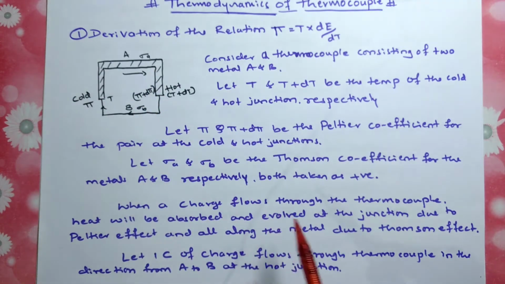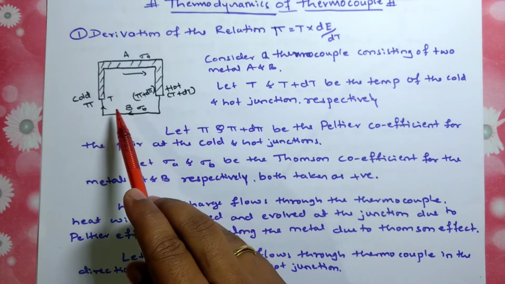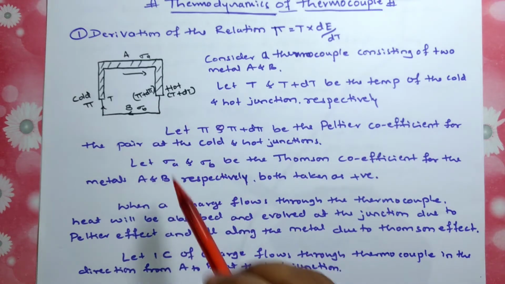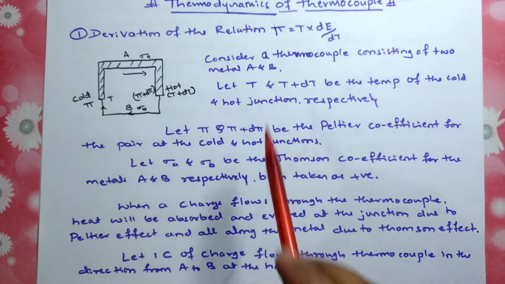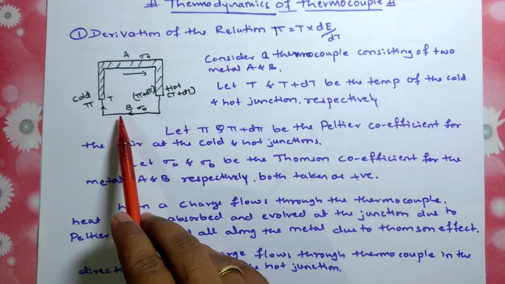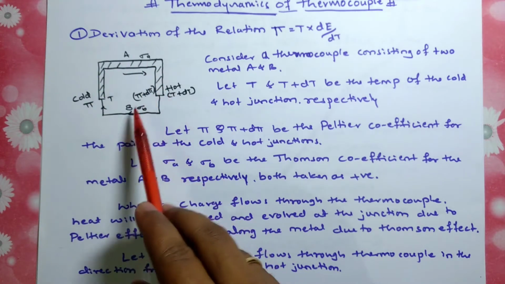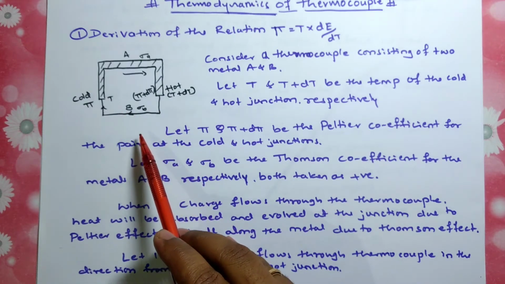When a charge flows through the thermocouple, heat will be absorbed and evolved at the junction due to the Peltier effect, as I have already discussed in the previous video lecture about the Peltier effect. If you don't know, just go through that Peltier effect video. In the Peltier effect, the heat is absorbed and evolved at the junction only. Similarly, due to the Thomson effect, the heat is absorbed and evolved throughout the metal. This I have also discussed in the previous video while discussing the Thomson effect.